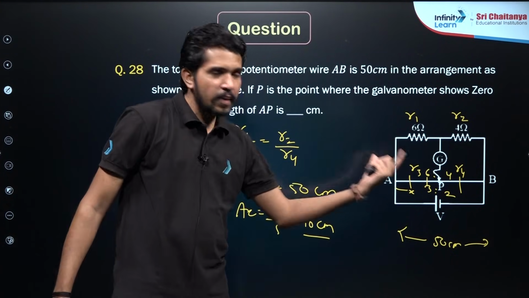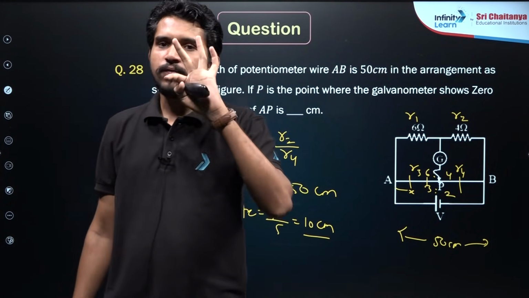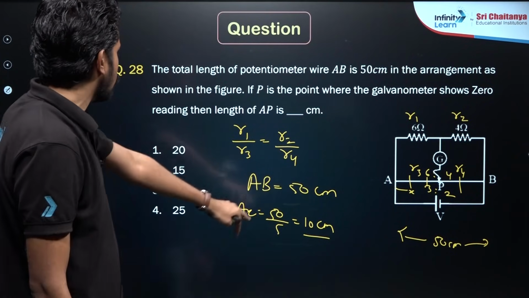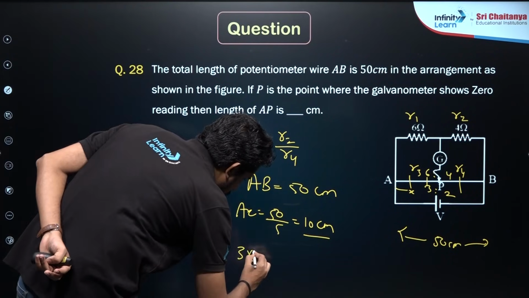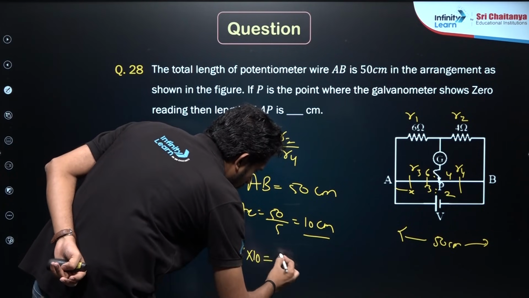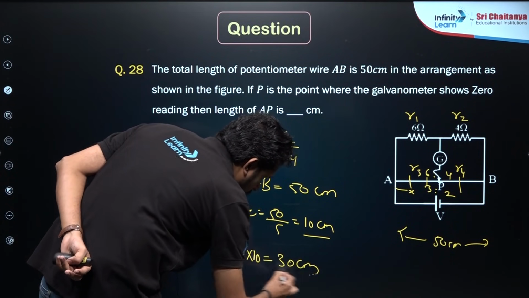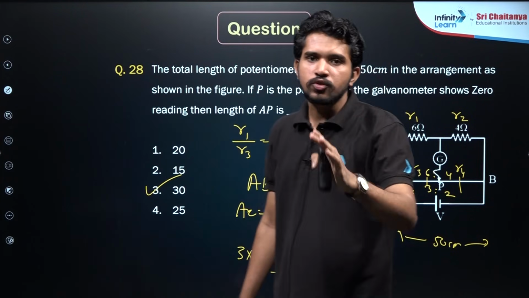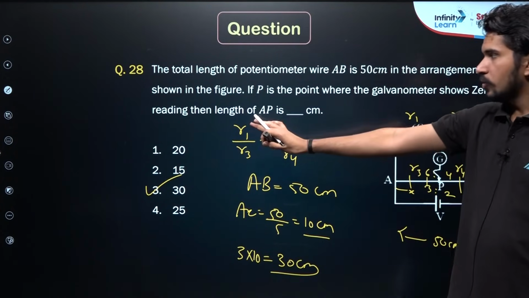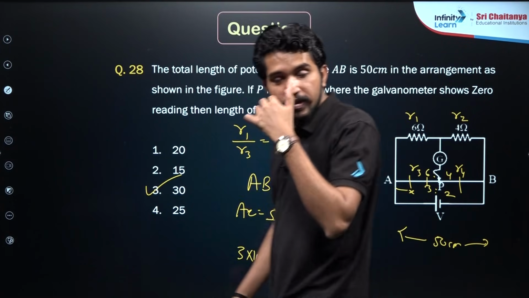But in AP we have 3 sections. If we have 3 sections, then that value will be 3 times of 10. 3 times of 10 centimeters would be 30 centimeters. Option number 3. Understood? Simple. Problems are simple.